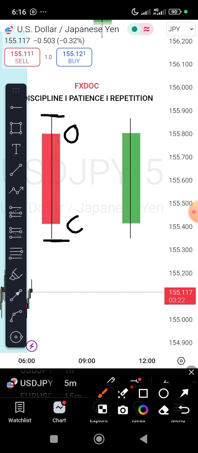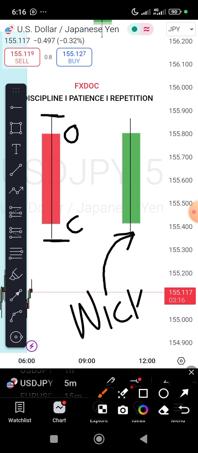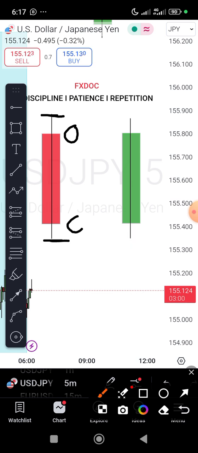Sorry, I forgot to mention, you see this line here. This line is referred to as wicks. Now, what do we mean by wicks? It means that price had gotten to this level before. Let's say price has gotten to this level before retracing down. Don't worry, you will see that in practical soon. So now we have the open, we have the close, we have the low, and then we have the high.